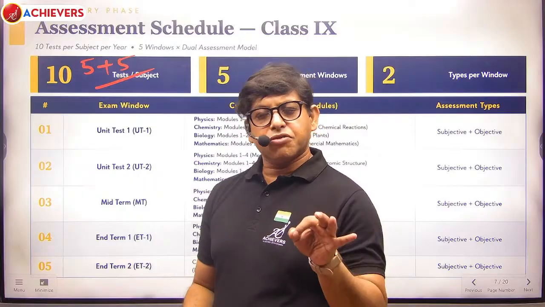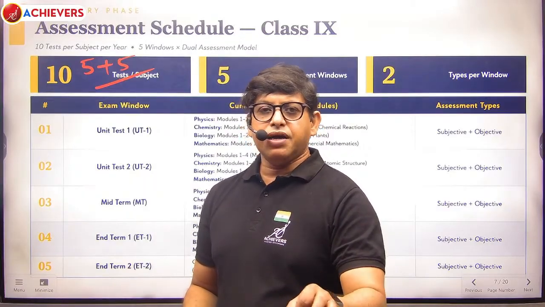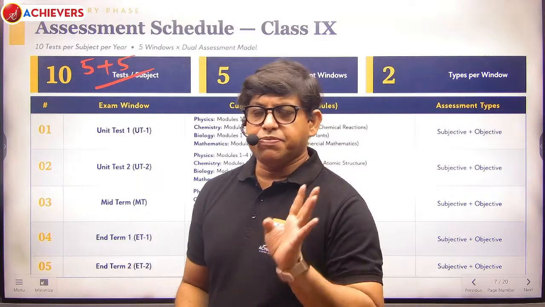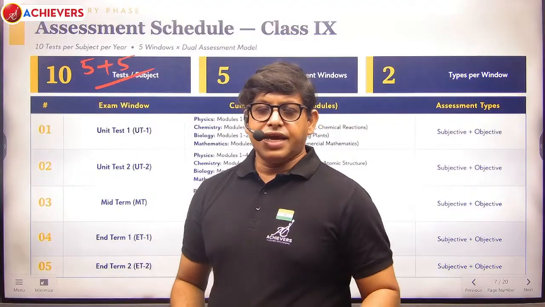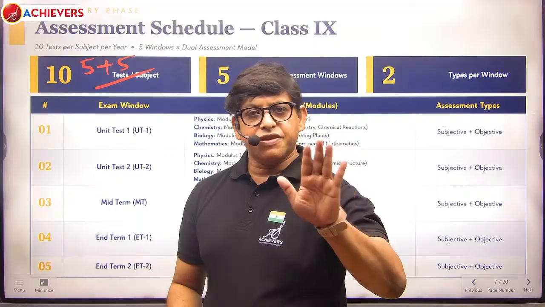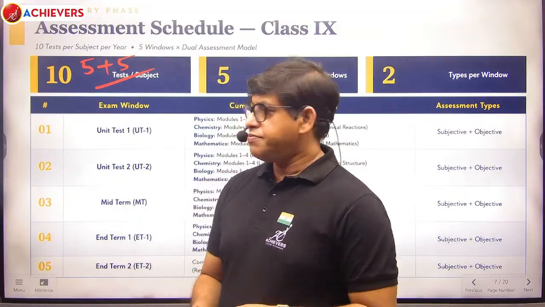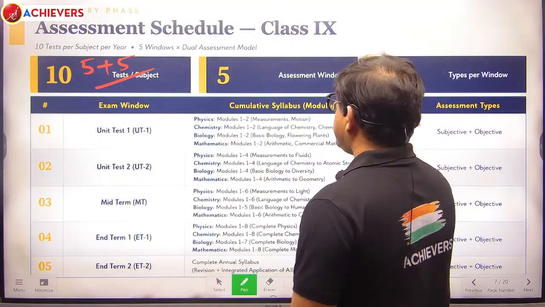So in a particular day when you are coming, you are going to give a subjective paper as well as an objective paper. So 2 papers for a particular UT1, 2 papers for UT2, and like that for all the examinations. So how many exams are there? 5 subjective and 5 objective, 10 exams total. So that is the entire structure. I hope that you are getting clear. That is the entire structure.